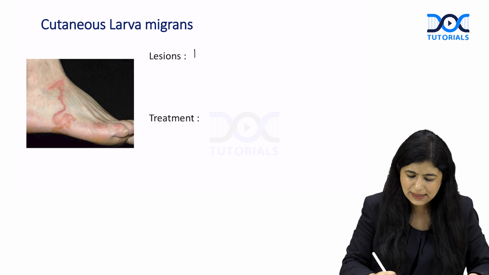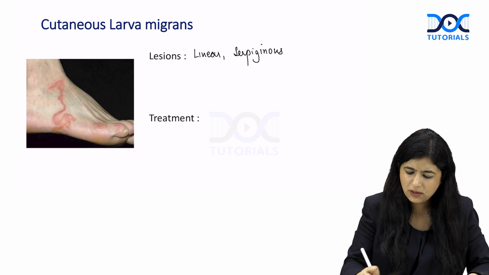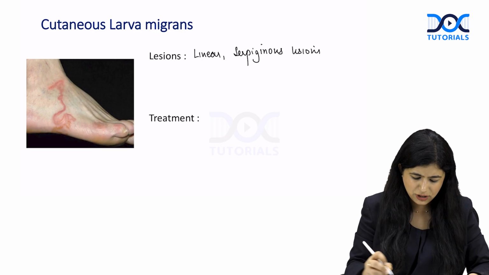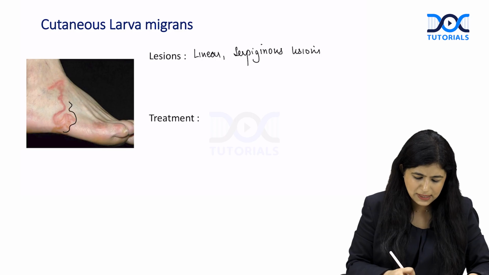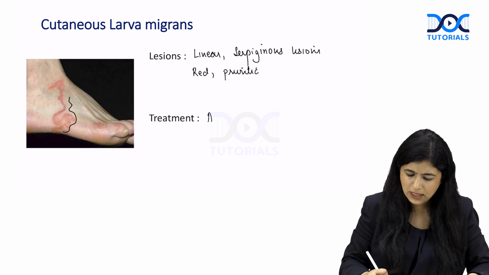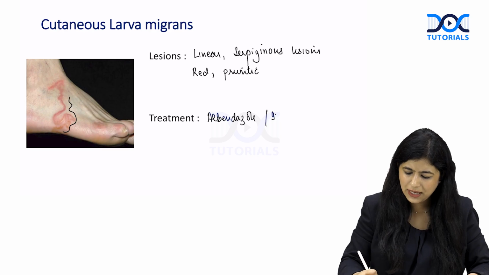Clinically, it presents as a linear serpiginous lesion. So remember, it is one of the classic causes of serpiginous lesions. You see this tract here, looks like a snake. So this is a serpiginous lesion. It is red and it is pruritic. Treatment can be done with albendazole or ivermectin.